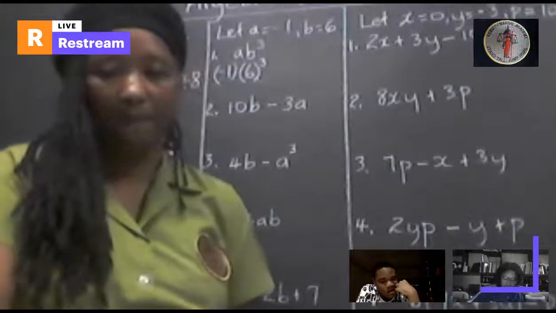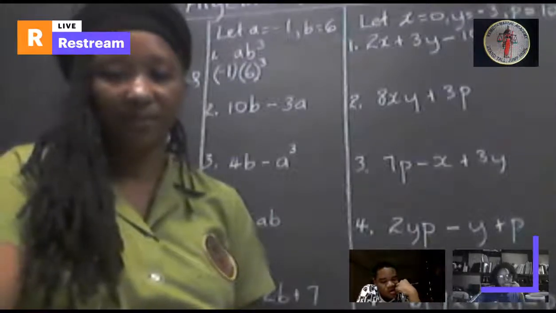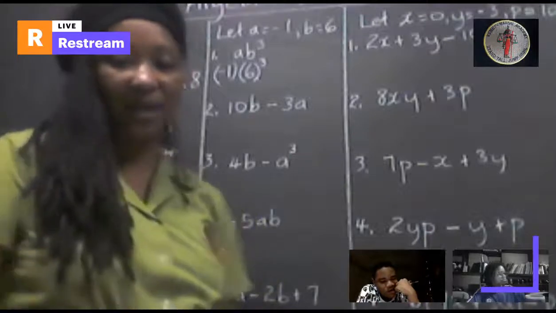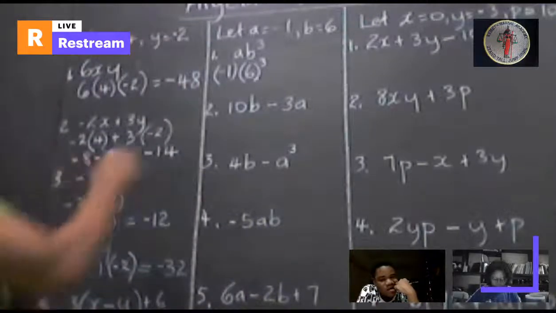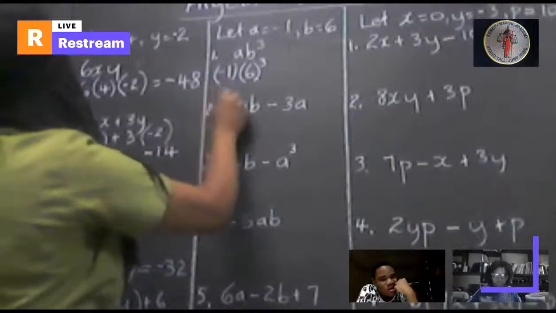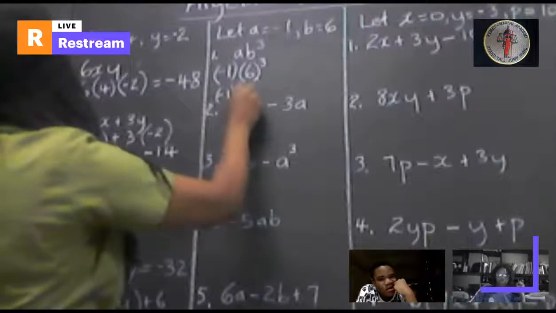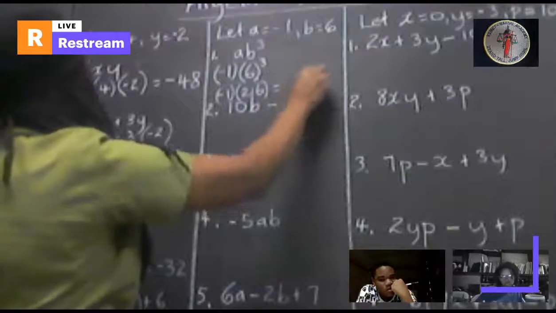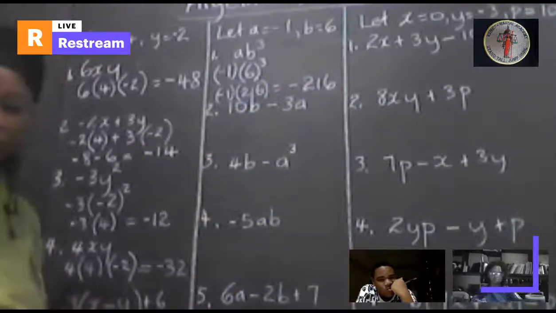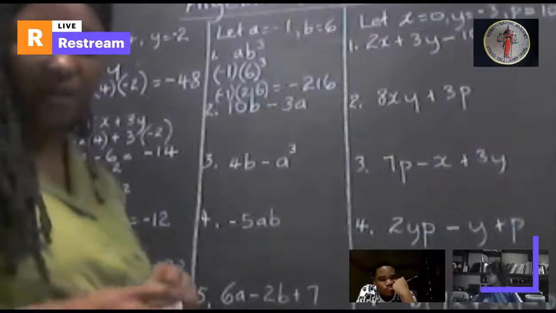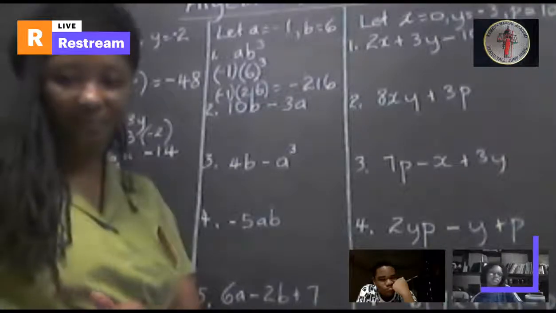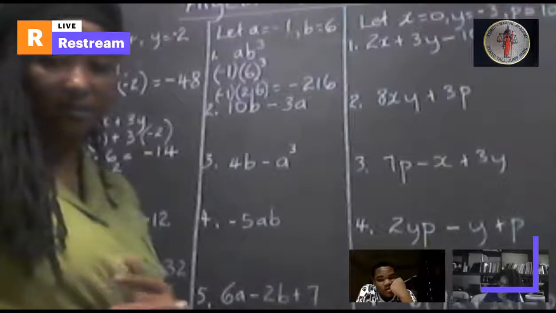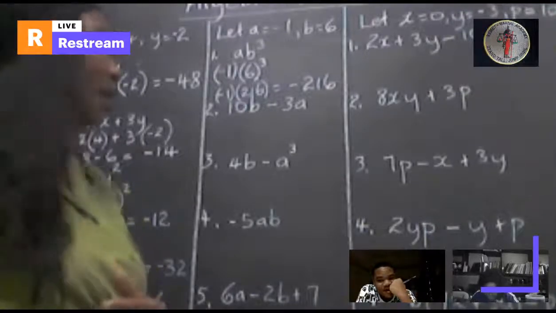216. Okay, 216, and we have a negative 1. So it's negative 1 times 216, which is negative 216. Do you follow? Everybody follow? Yes, miss. All right. Alexander, you good? Yes, miss.